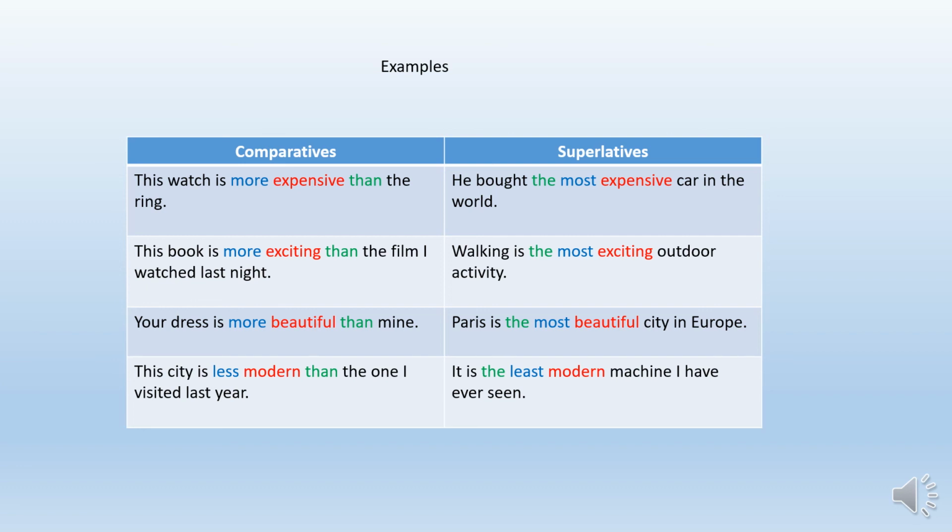The third example, your dress is more beautiful than mine. And Paris is the most beautiful city in Europe. The last example here, this city is less modern than the one I visited last year. It is the least modern machine I have ever seen. Okay, finally we have the irregular comparatives and superlatives.